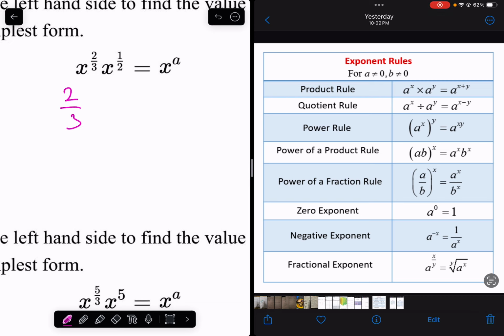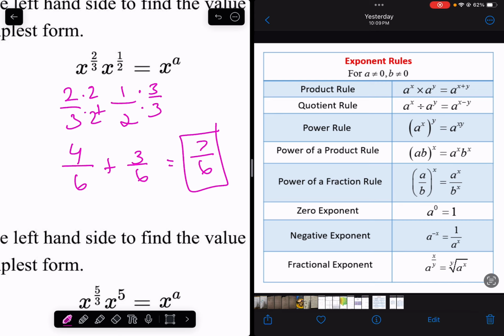Actually, you know what I'll do is I'll show you how to do it. Just in case, at some point during Math 3, you'll need to know how to add fractions when you work with rational expressions there. So in order to add fractions, you need a common denominator. So if we've got 2 and 3, our least common denominator is going to be 6. So this first guy, I'm going to multiply by 2/2. I get 4/6. This next guy, I'm going to multiply by 3/3. And I get 3/6, which is going to give me 7/6. So the answer would be x to the power of 7/6, which means that a is 7/6.